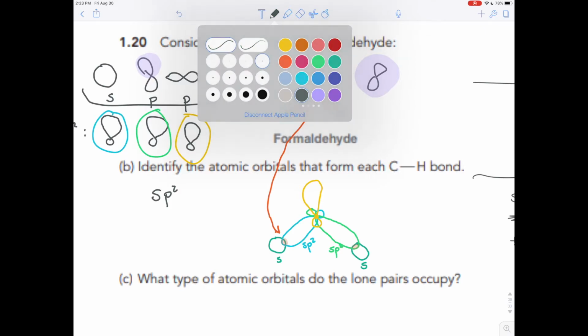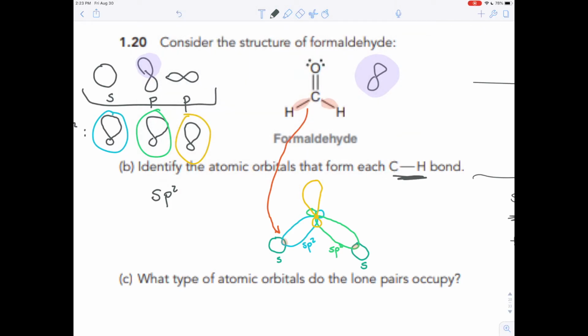So the orbitals that overlap to form these carbon to hydrogen bonds, really the overlapped area there, are an s orbital from hydrogen and an sp2 orbital from the carbon. And you get that overlap twice.